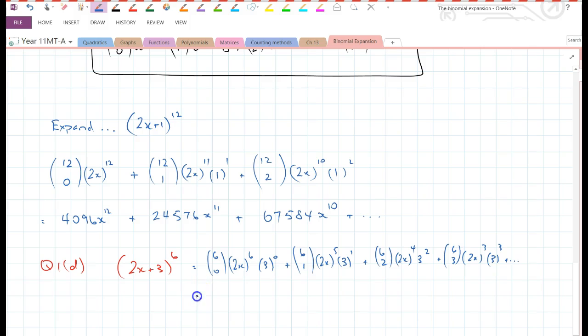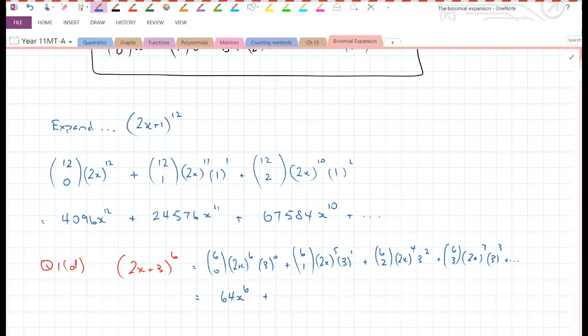So I'll just do the first few for you. 6c0 is 1, 2 to the power of 6 is 64, 3 to the power of 0 is 1. So I've got this 1, I've got a 2 to the power of 6 and 1 there, so the whole thing is 64x to the power of 6. This here is 6c1, 2 to the power of 5 is 32, times 3.